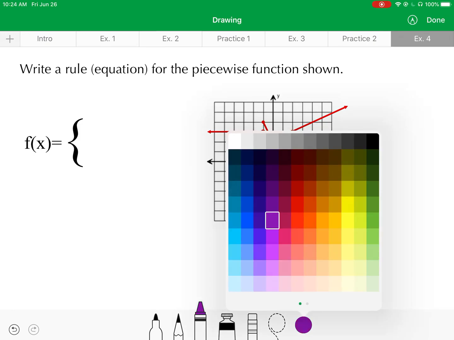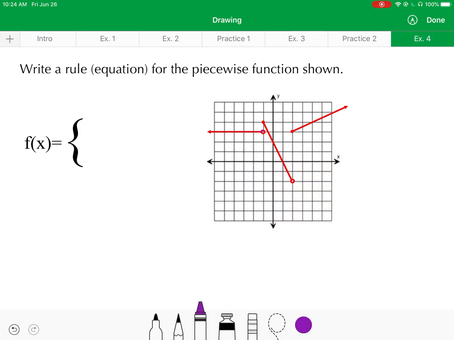So let's focus on this piece first, which I'm going to cover over in purple. Notice that that's simply a horizontal piece. All of those points have a y coordinate of 3. So I'm going to say the first rule is f(x) = 3, but it's only going to be when my x values are less than -1. Okay, and that's because of that open endpoint there. Its x coordinate is -1.